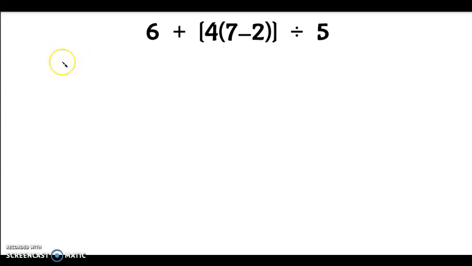Today we're going to talk about a topic that hasn't changed much over the years. We still talk about it and work through these problems the same way as we did 10, 15, 20 years ago. And that type of problem is called order of operations.